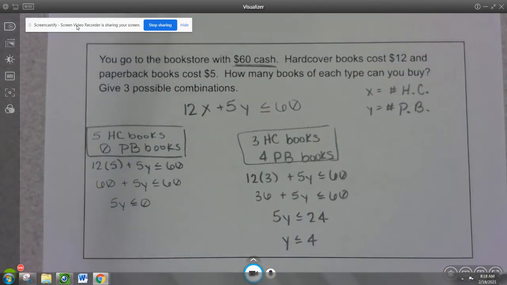And those are just some examples of ways that I could guess and check and see what different combinations would work for this inequality that we've written.